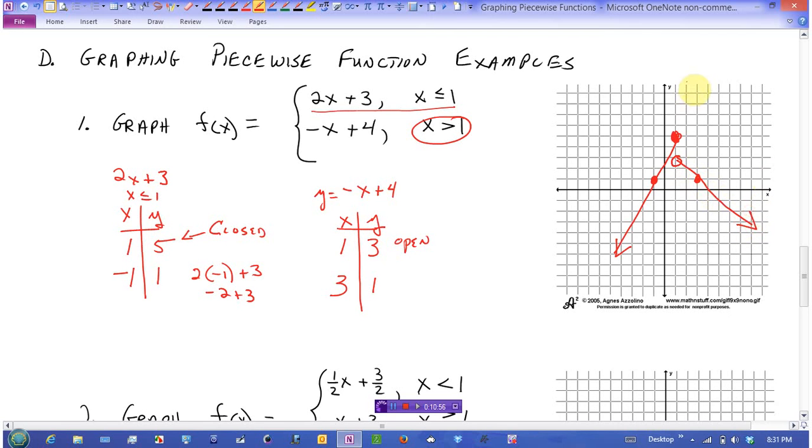Notice that it would still pass the vertical line test. There are no points where I would cross in two x values. Right here, there's a closed dot, but an open dot, so that x value really doesn't exist there in that open dot, so once again, that passes the function test. Okay, let's do a few more.